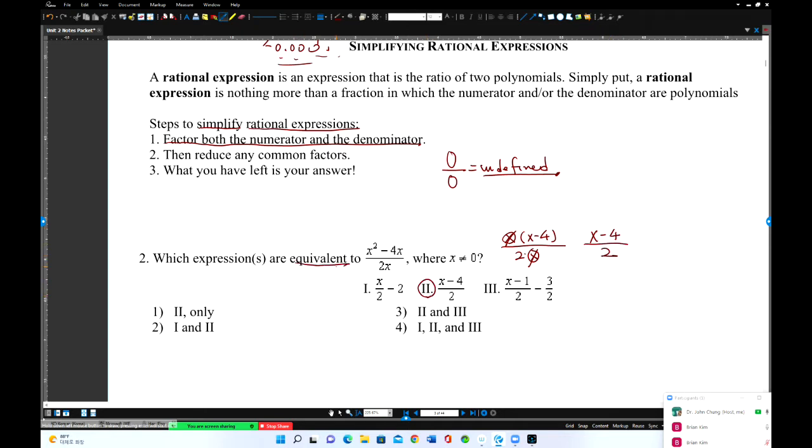But they said equivalent, what is that? Different expressions, but the final number is equal. When you put in any value of x, the result is equal. You can separate this one: x over 2 minus 2 is also equivalent. Are you okay? So what about this one? x over 2 minus 3 over 2, right? Common denominator 2. When you simplify, x minus 4 over 2, it's the same thing. Different expressions, when you change them into the same form, they're going to be the same. This is okay, this is okay, this is okay. They are all equivalent.